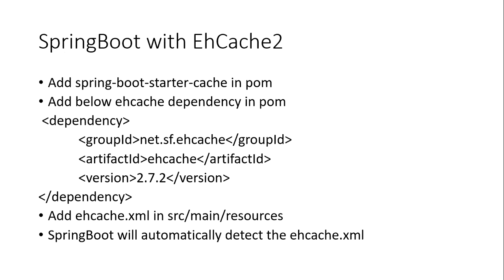Now, Spring Boot with Ehcache 2. Whenever you use Ehcache 2, you need to add spring-boot-starter-cache in the POM, and of course Ehcache, because you are going to use Ehcache 2. For Ehcache 2, this is a specific dependency, net.sf.ehcache. Any 2.x version you can use. And after that, you need to add ehcache.xml with some specific instructions, which I'm going to explain shortly, in src/main/resources. Then Spring Boot will automatically detect that particular ehcache.xml, and it will do the required stuff.